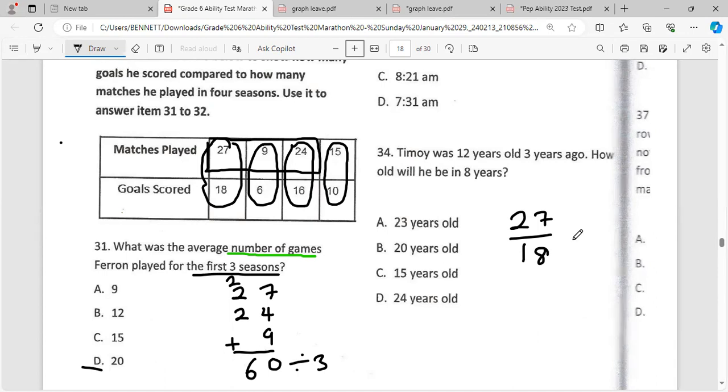Divide by 9, that is it. All right, so you get 3 over 2. Let us try all of them. 9 over 6 gives 3 over 2. Let us try 9 over 6.